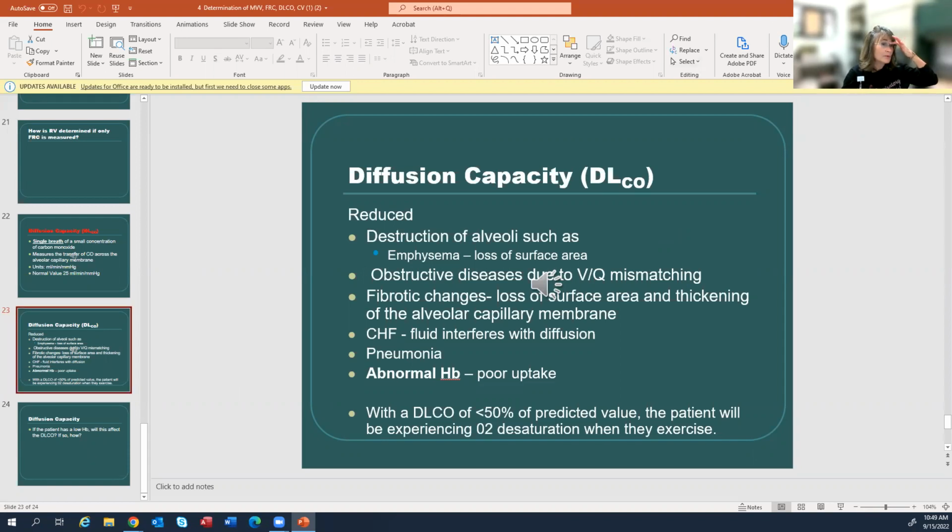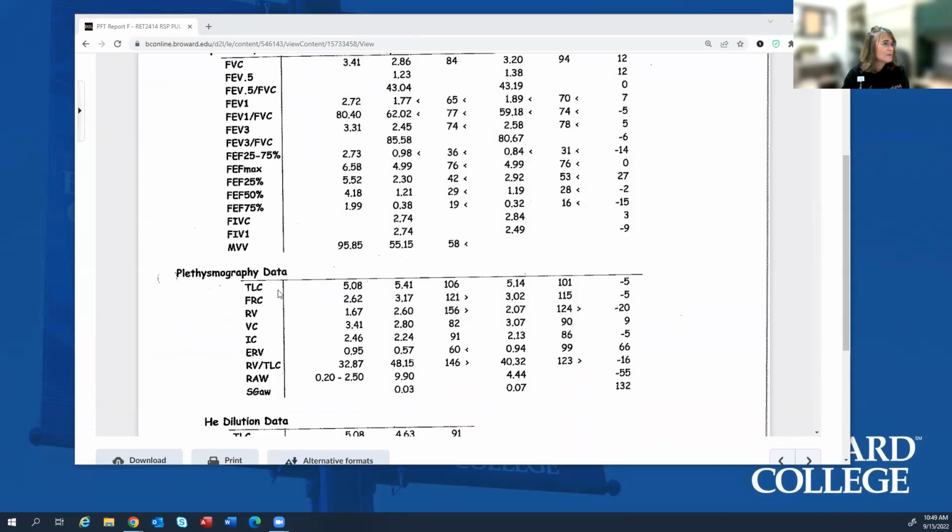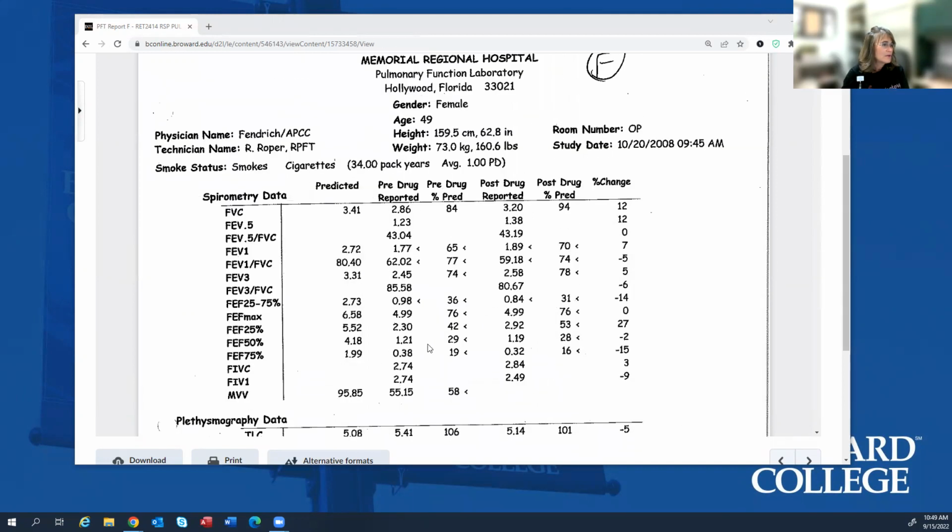All right, so now the report. On this report, the maximum voluntary ventilation should have been 95.85 liters per minute. It was 55.15 liters per minute. Why would it be a lot less than predicted? In this person, they have COPD, and the obstructed airways make it difficult for the air to go in and out really fast.